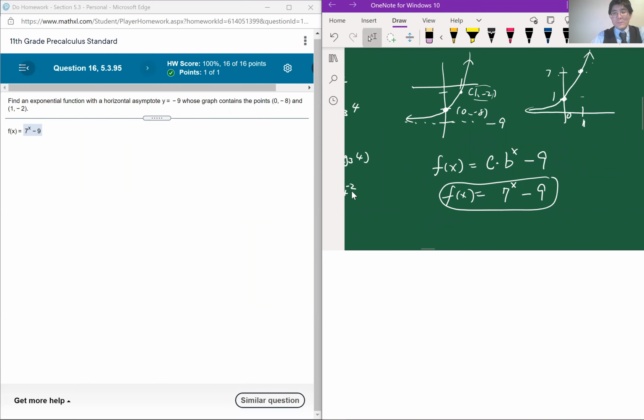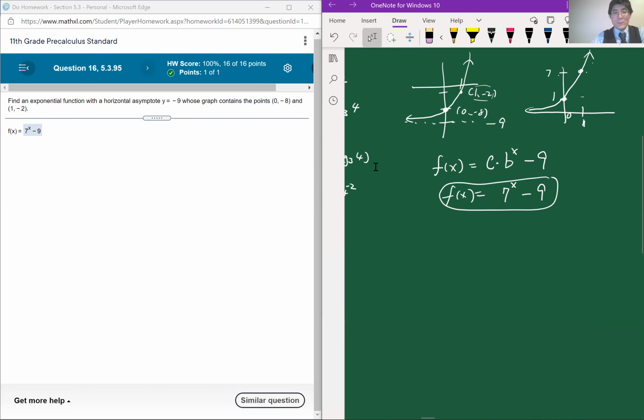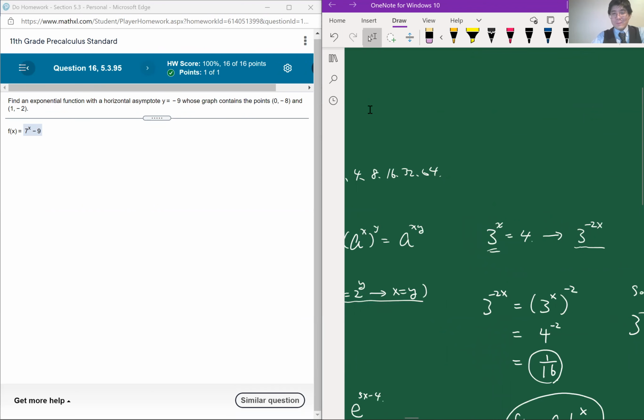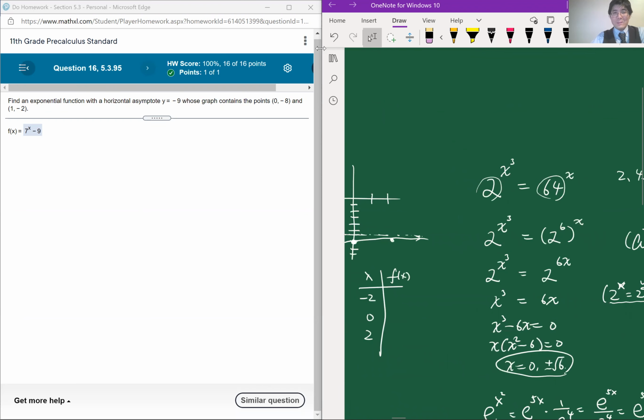Okay, so that's the complete explanation for section 5.3, which is about exponential functions. In the next one, I'm going to explain logarithmic functions in section 5.4.